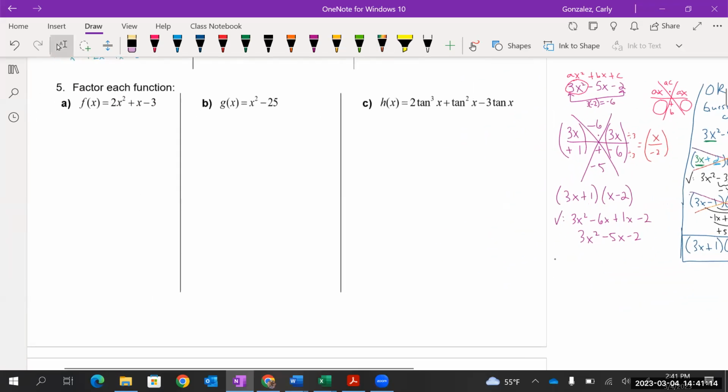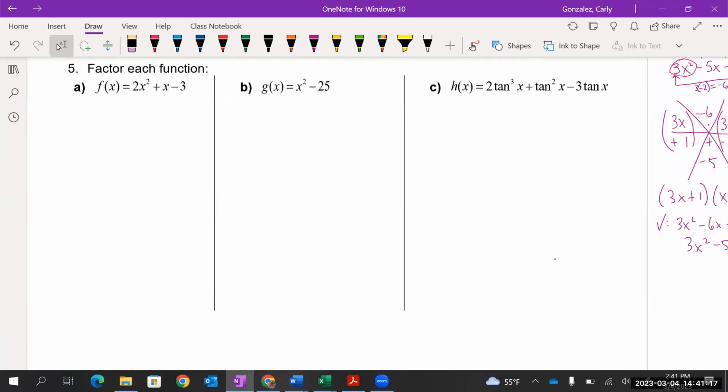So let's go ahead and put this into practice. If you think you have a method down, you go right ahead. Otherwise, I'll be showing the star method. So again, that star method is what multiplies to AC adds to B. So let's do it. Let me leave some room. We'll multiply 2 times -3 to get -6. So what multiplies to -6 and adds to that coefficient in front of x, which is 1? So that's going to be 2 and 3.